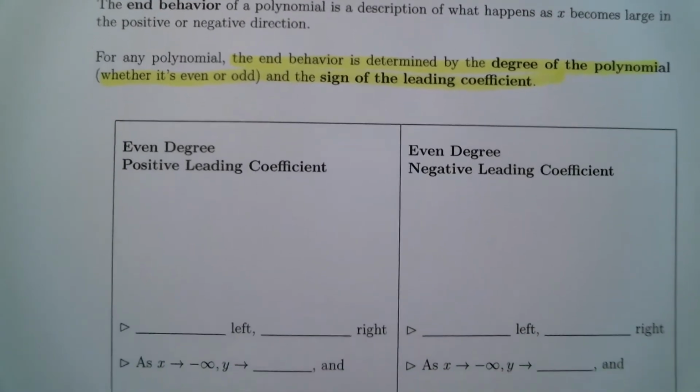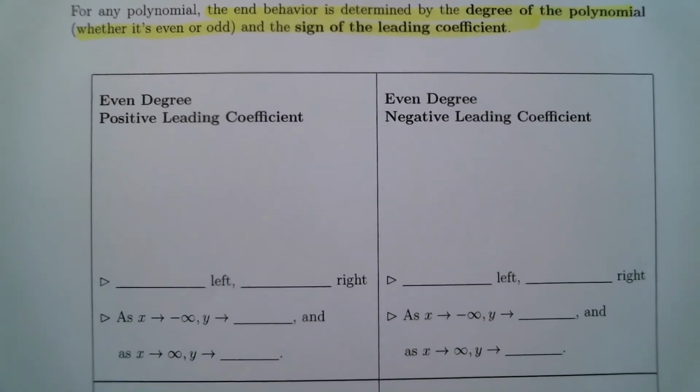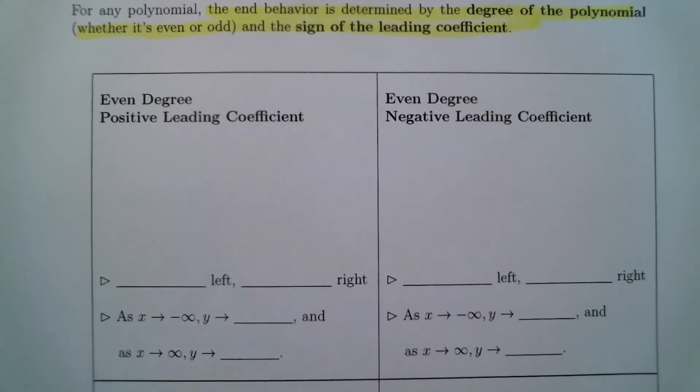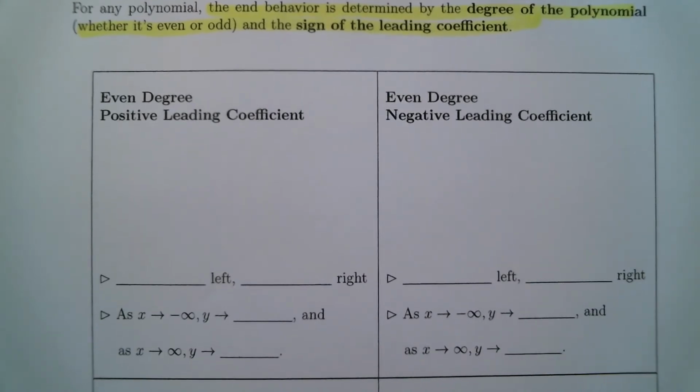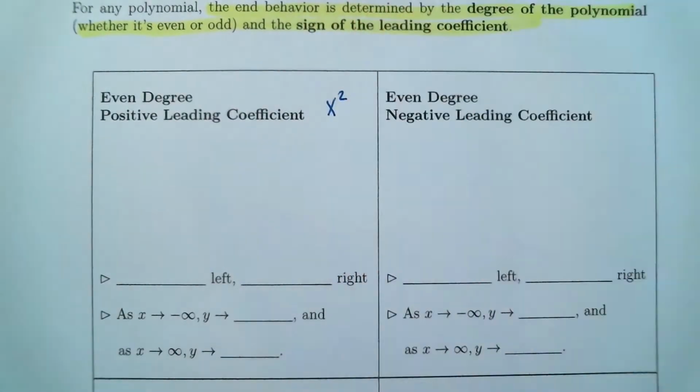All right, let's start with an even degree polynomial. We're going to talk about the end behavior. We're going to start in the first box, even degree with a positive leading coefficient. What you need to do is think of the simplest thing you've seen in this class before that's even degree with a positive leading coefficient. That is going to be x squared.